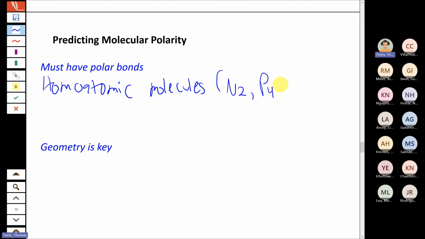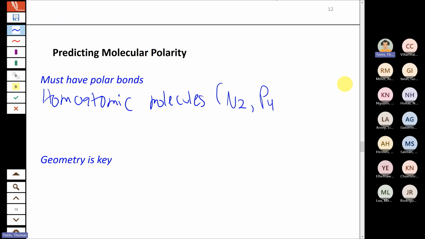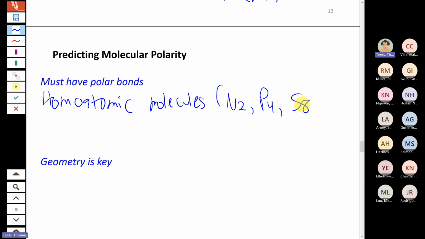That molecule would have to be nonpolar because all the bonds are nonpolar. Same with S8. When the same atom is bonded to itself, the bond is nonpolar. And if you have a more complicated structure with that, the whole molecule would also be nonpolar. So those are typically the easy ones for us to predict. I'm going to put a little asterisk here because there is one exception to this.